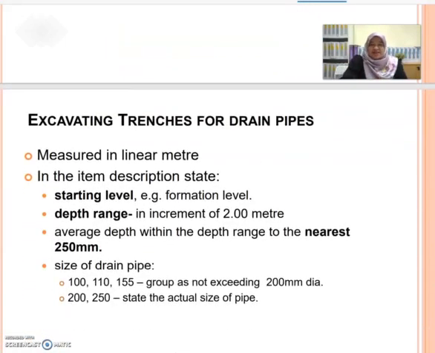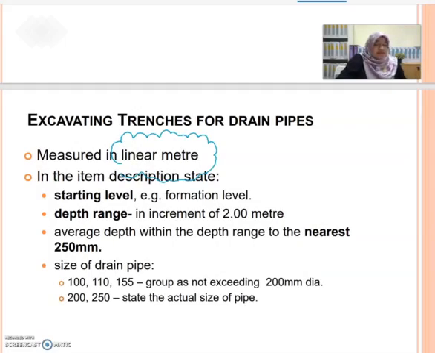Okay, excavating trenches for drain, it should be referring to section V.2 as well, but this time it will be referring to V.2.1 and V.2.3, where excavation needs to be conducted in linear meter. And you need to describe the starting level, whether it's a formation level, ground level, or so on. And then you need to have a depth range, and also you need to mention the average depth.